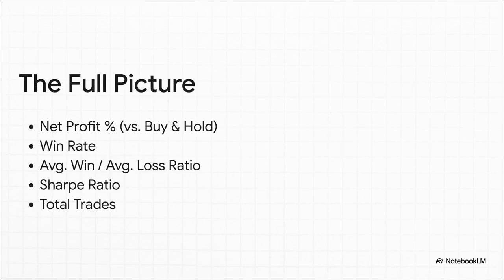Now, to get the complete story, you'll also want to look at these. Compare your strategy's profit against just buying and holding the asset. Did you actually beat the market? Look at the win rate, but look at it with the average win-to-loss ratio. A low win rate is perfectly fine if your winners are huge compared to your losers. And the Sharpe ratio is a great one. It tells you how good your returns were for the amount of risk you took on.